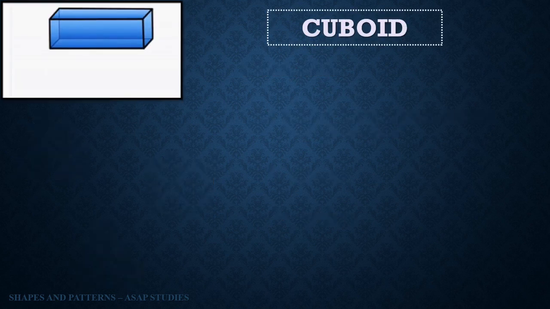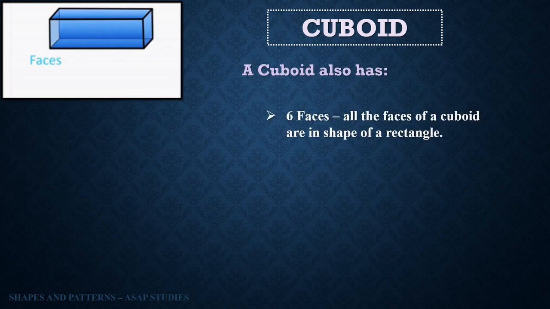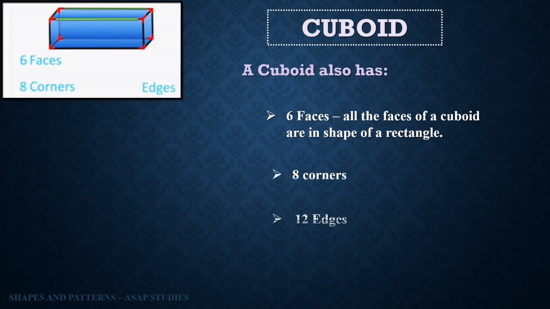Cuboid. Now a cuboid also has 6 faces. All the faces of a cuboid are in shape of a rectangle. And how many corners does it have? It has 8 corners and it has 12 edges. So you can see the markings, the corners are in red and the edges are in green color.